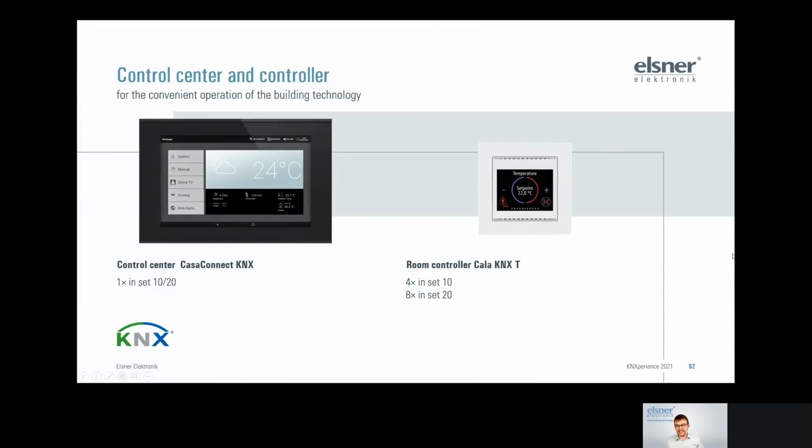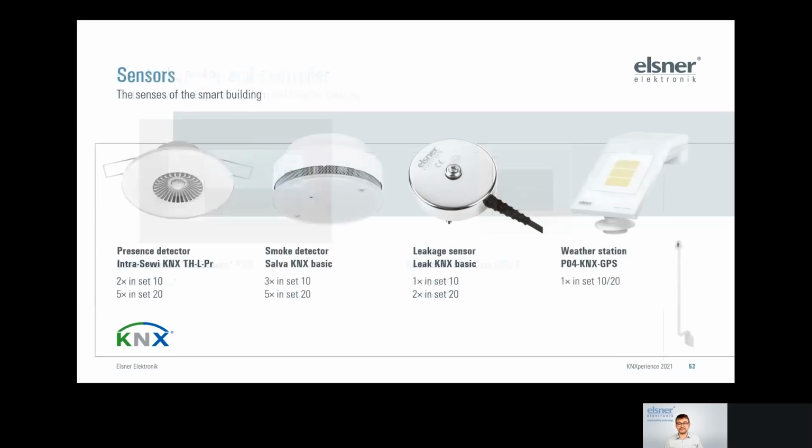So first of all, the CasaConnect as the centerpiece, of course. It is included in both sets. For the individual room controllers, we have our color KNXT. So each room controller basically stands for a main room. In the set 10, there are 4 main rooms and therefore 4 room controllers. In the set 20, there are 8 main rooms possible with 8 room controllers. Also included are 2 or 5 presence detectors, depending on the set size.